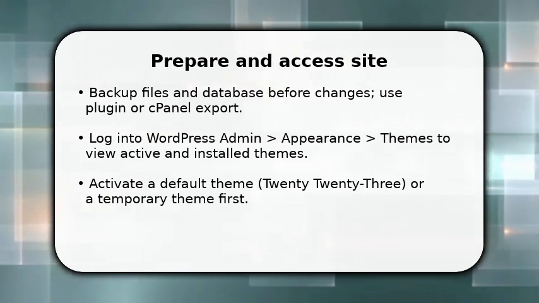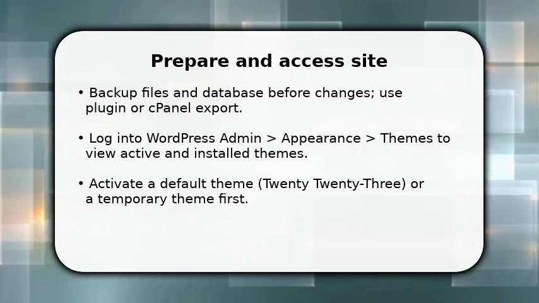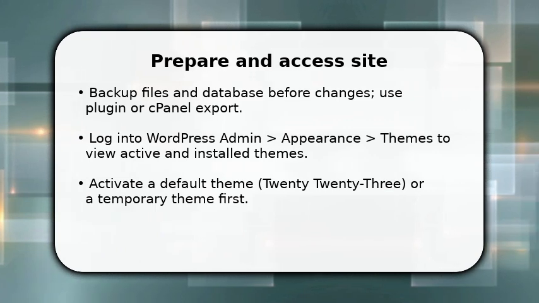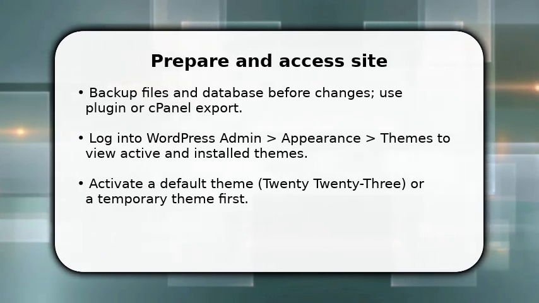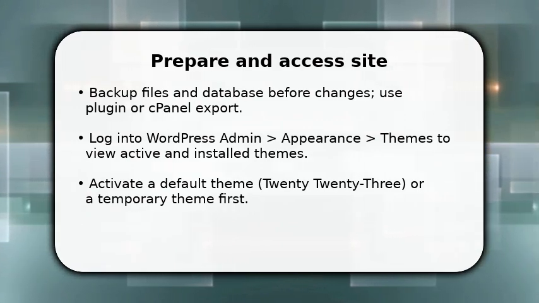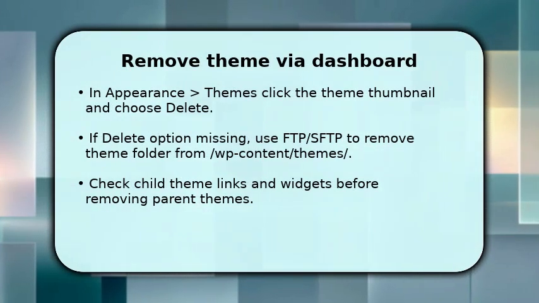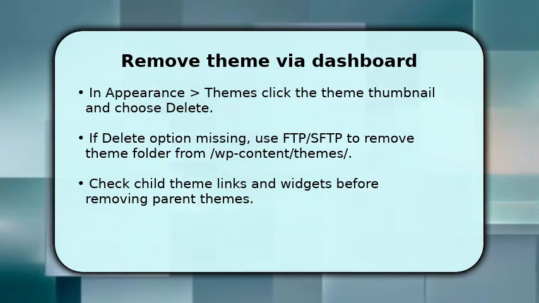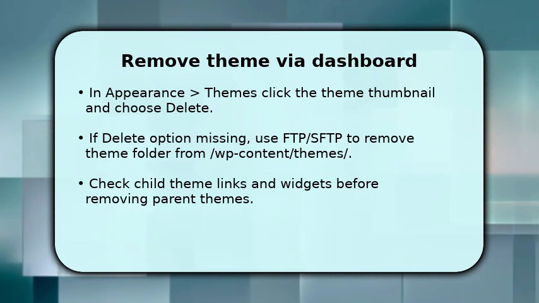Make sure you have FTP/SFTP or Hosting Control Panel credentials ready because you may need direct file access if the admin area becomes unavailable. Now remove the theme cleanly. In the Themes screen, click the theme you want to remove, open Theme Details, and hit Delete at the bottom right. WordPress will remove files and database entries tied to that theme.